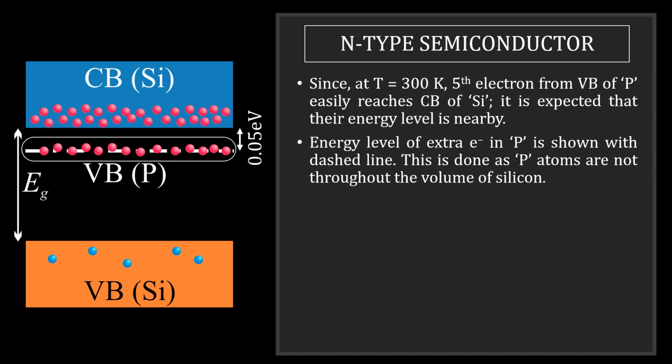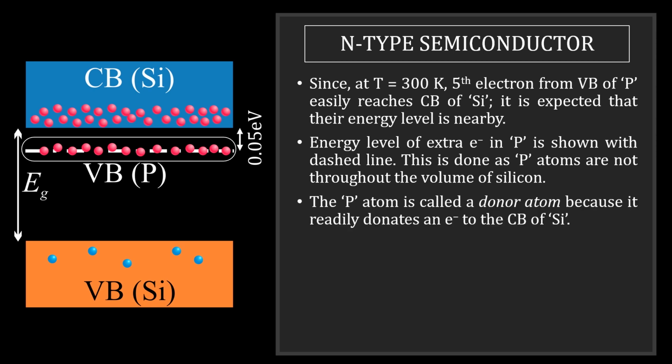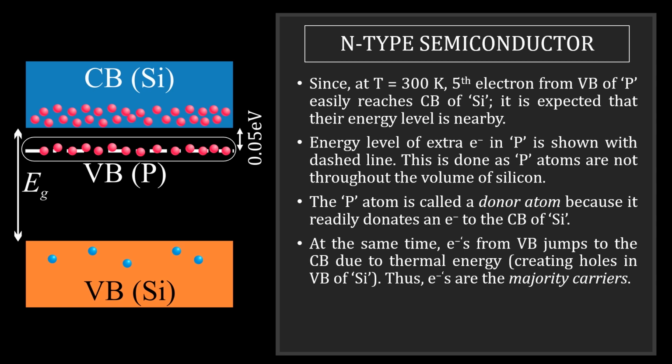If you notice, I've shown this energy level by dotted line. I've done this because these phosphorus atoms are localized. They are not at every location in the silicon lattice. This phosphorus atom is called donor atom because it easily donates an electron to the conduction band of silicon. At the same time, the electrons from the valence band jumps to the conduction band of silicon. Therefore, the number of electrons in conduction band of silicon is very high. And that will also leave some holes in the valence band of silicon.